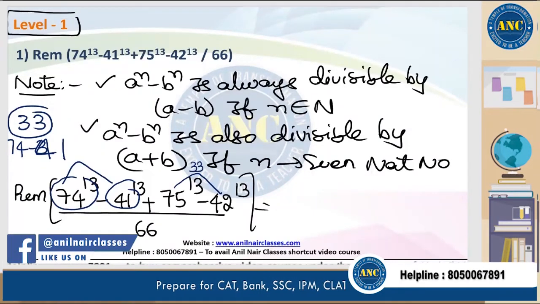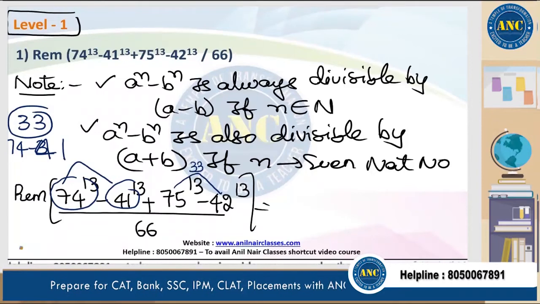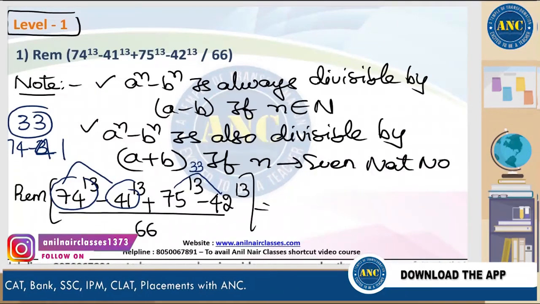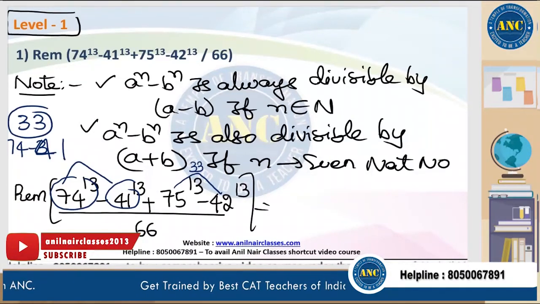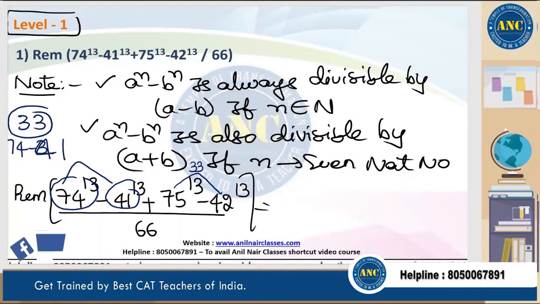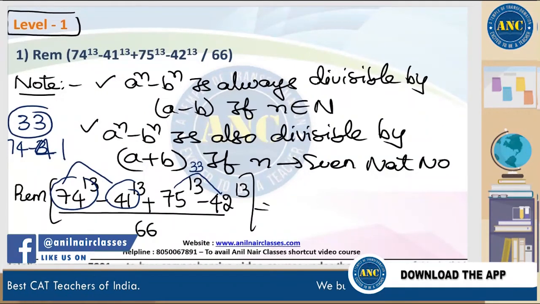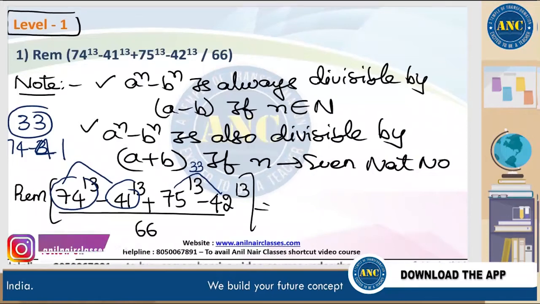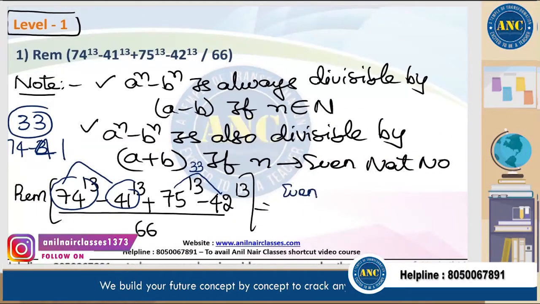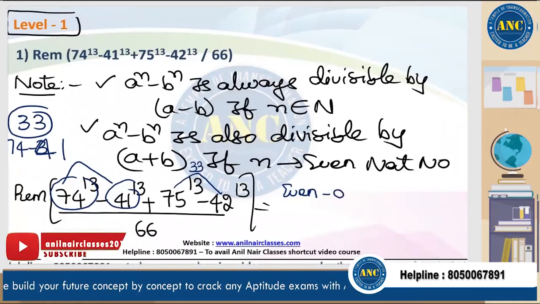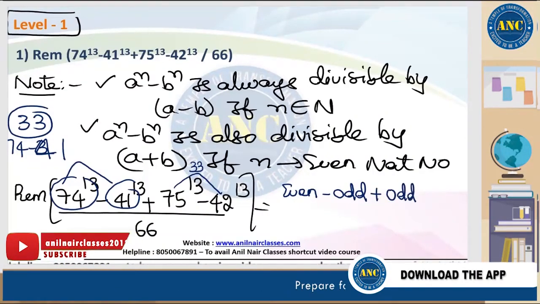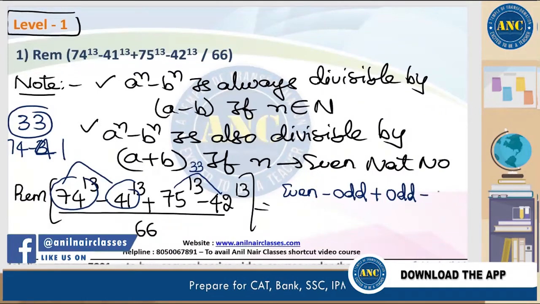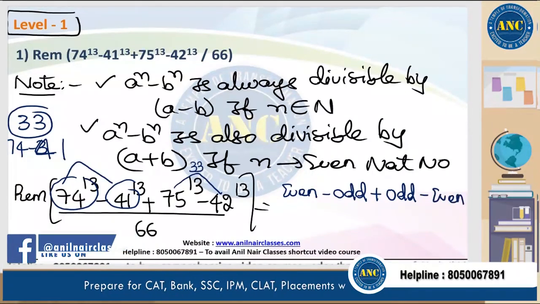Just by looking at the question based upon the a power n minus b power n property, the numerator is divisible by 33. But according to the question, the denominator is 66. So we have to check whether another 2 comes in. Why? Because 66 is 2 into 33. 74 is an even number. Even number power any number is even. 41 is odd. Odd number power any number is odd. 75 is odd, so odd power any number is odd. 42 is even. Even number power any number is even.